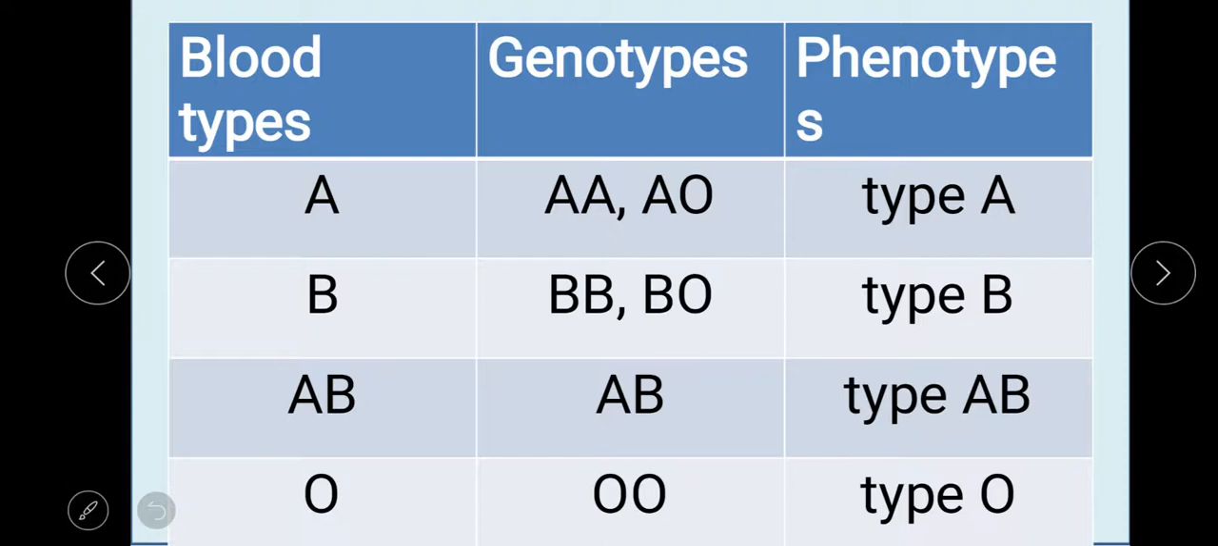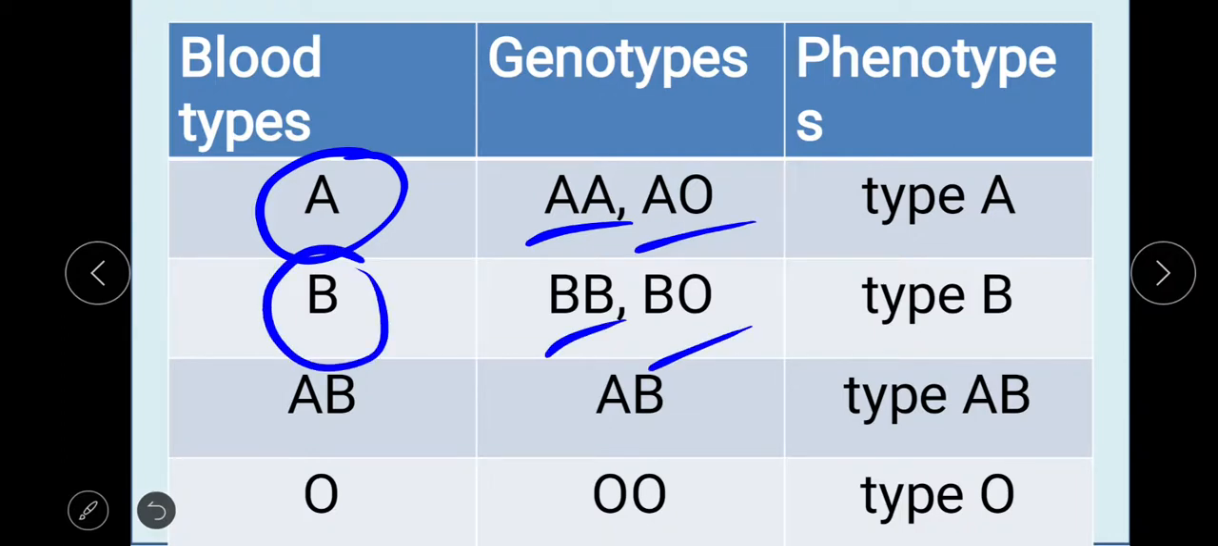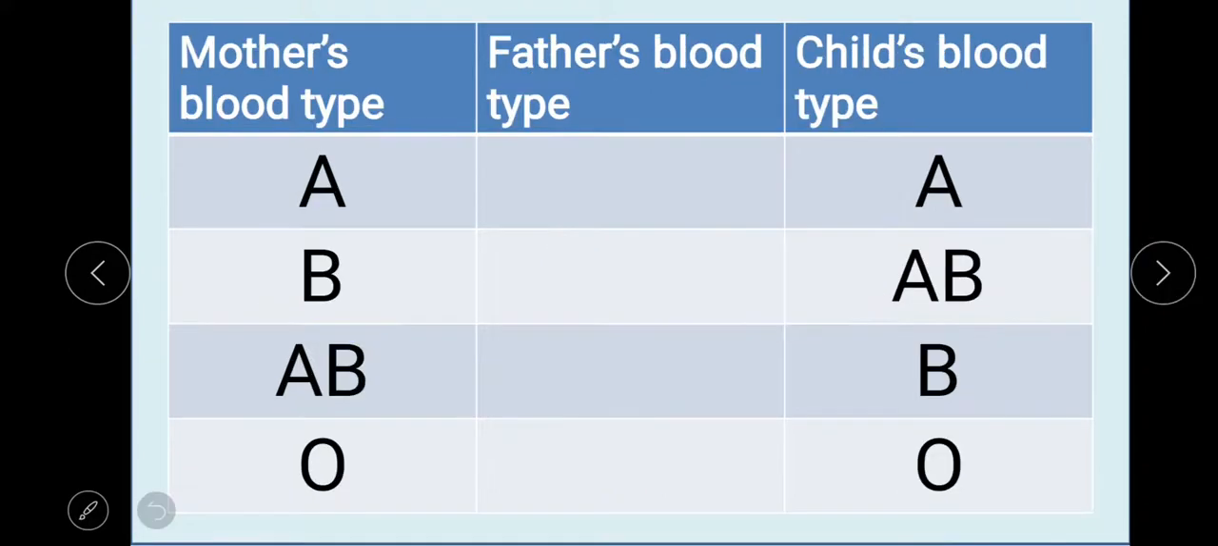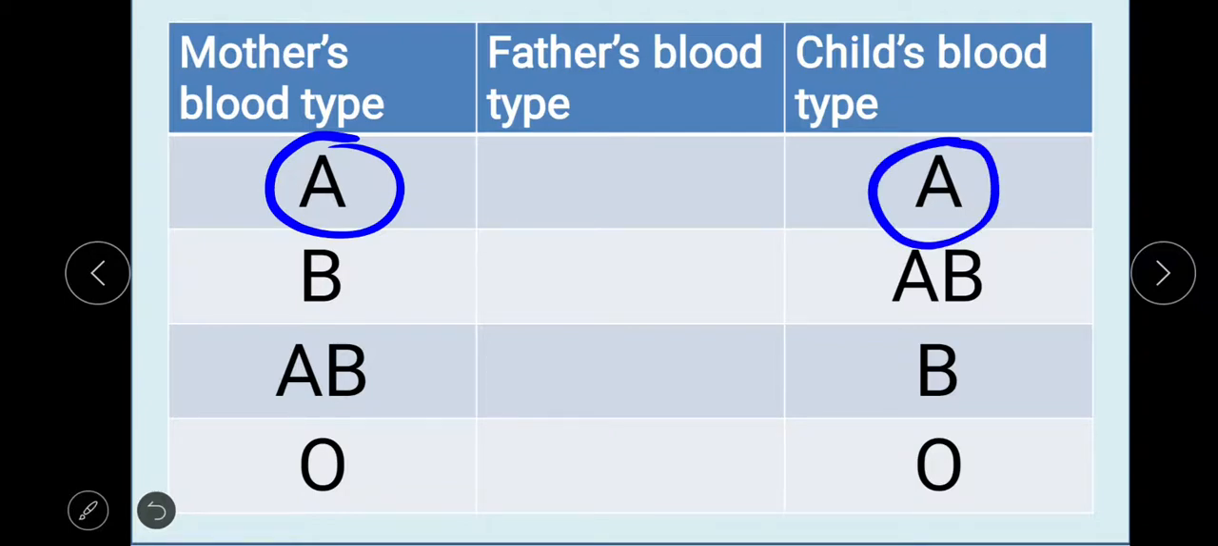In this case, I want to introduce another slide because this slide is only focusing on the alleles. Your blood type is A and your genotype is AA. If your blood type is type B, your genotype is BB. Now, I want to leave this problem here. If your mother's blood type is A and your blood type is A, therefore, what is the blood type of your father?